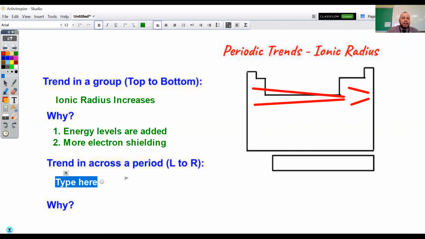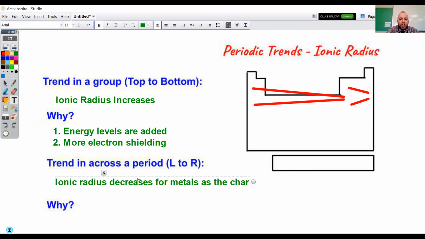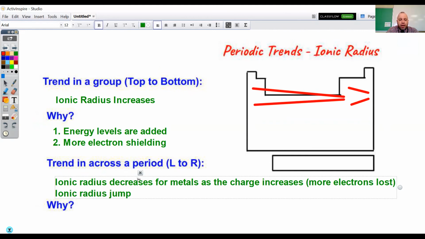So we're going to say left to right, ionic radius decreases for metals, as the charge on the metal increases. That's happening because more electrons are being lost. And then suddenly, ionic radius jumps up for nonmetals, and then decreases once more as fewer electrons are gained.